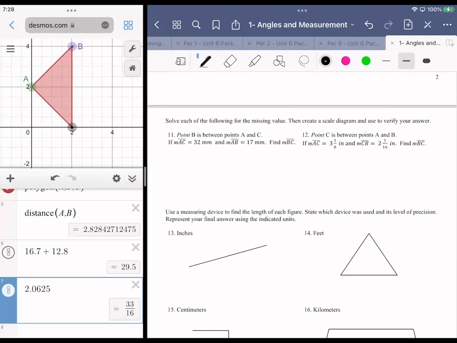Right. So it says point B for number 11. Point B is between A and C. Right. So start off. I personally would start off drawing a diagram. So we have point A going to point C. Very poor quality diagram. Let me just fix that.